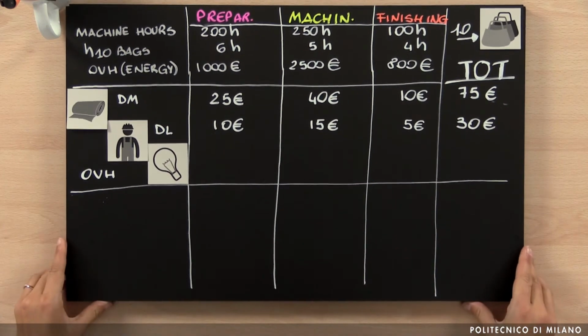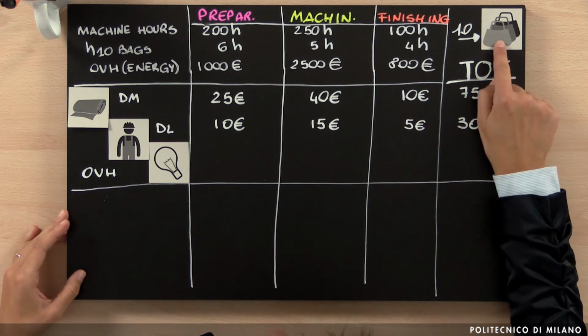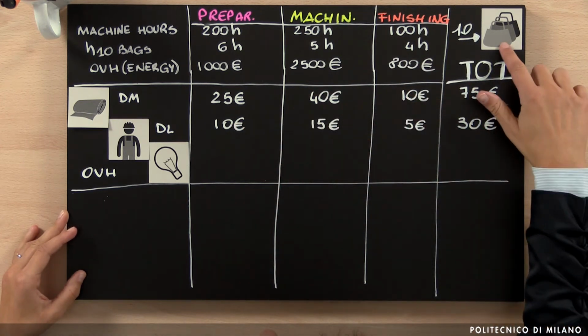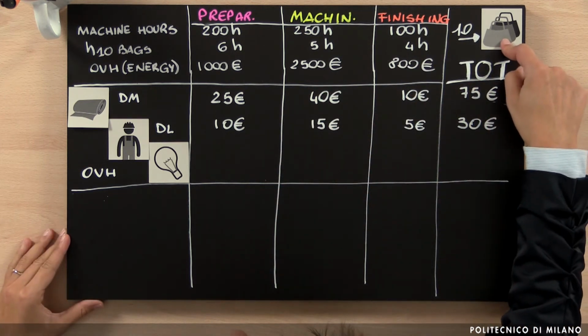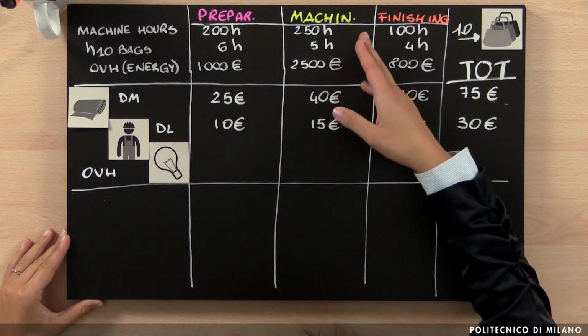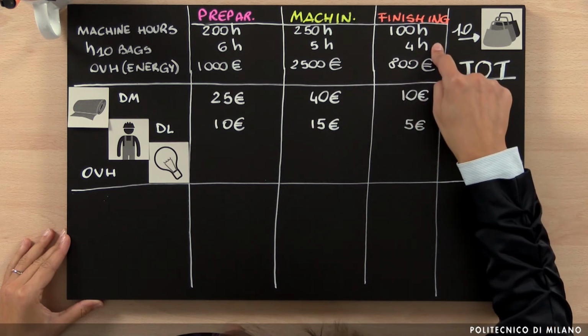Let's assume that we have this situation. We have a batch of 10 bags that is realized. So our job is composed by 10 units of bags. And we know that in order to realize these bags, we have a production process that is composed by 3 different phases. We have the preparation department, the machining department, and then the finishing department.